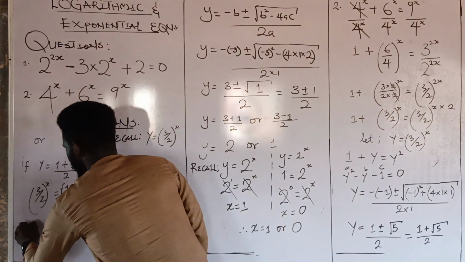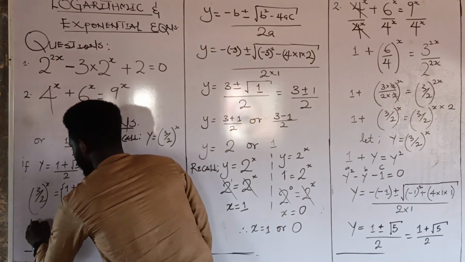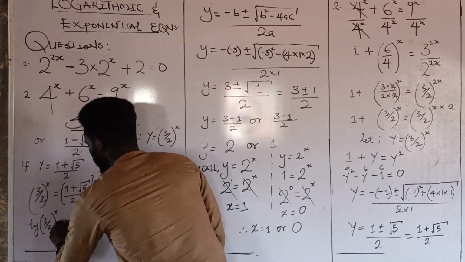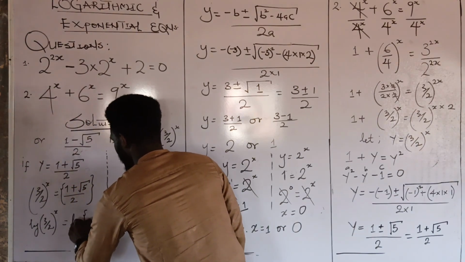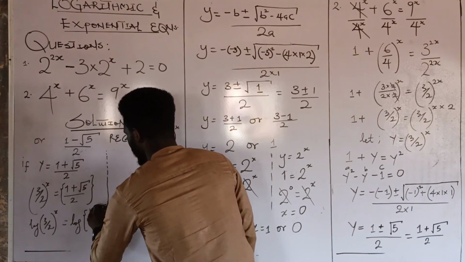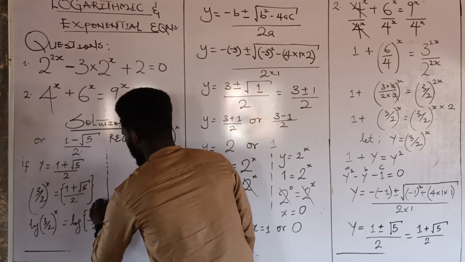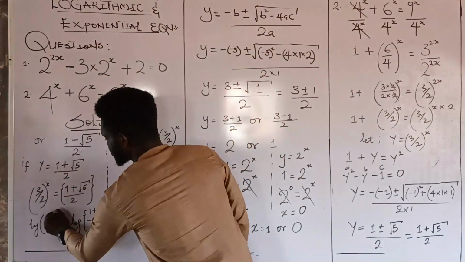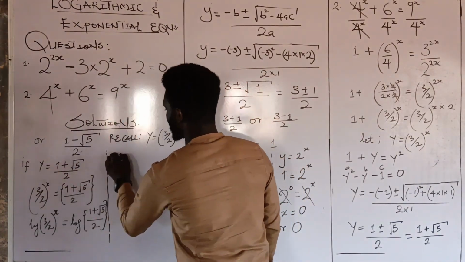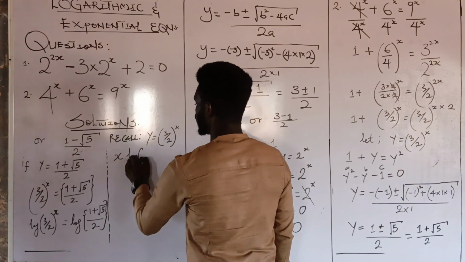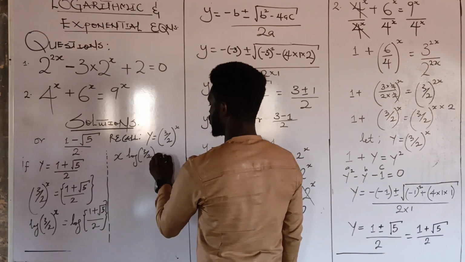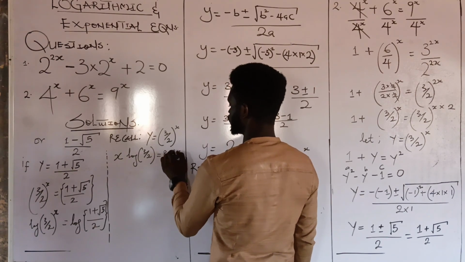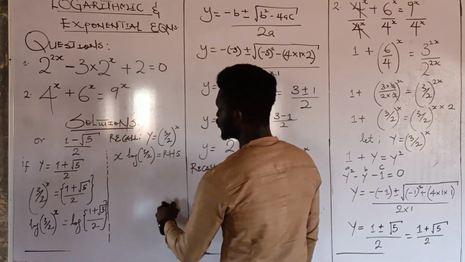You have log (3/2)^x equals log of (1 + √5)/2. And when you do that, don't forget the law of logarithm. This is x here, so x will be inverted to the back. So we have x log(3/2) equals to what? The right hand side, which is this.